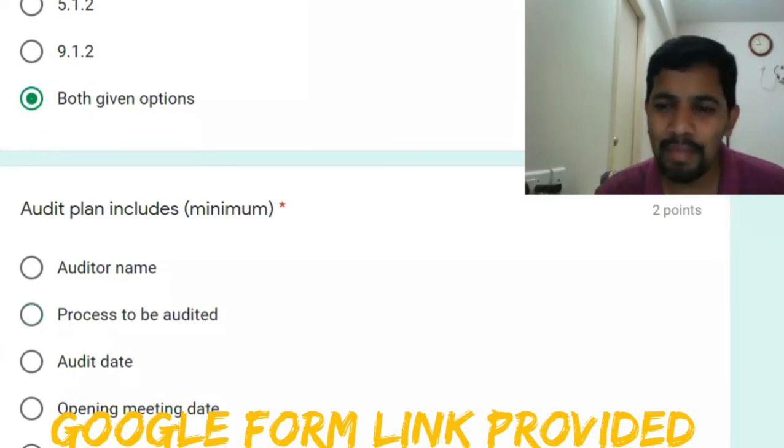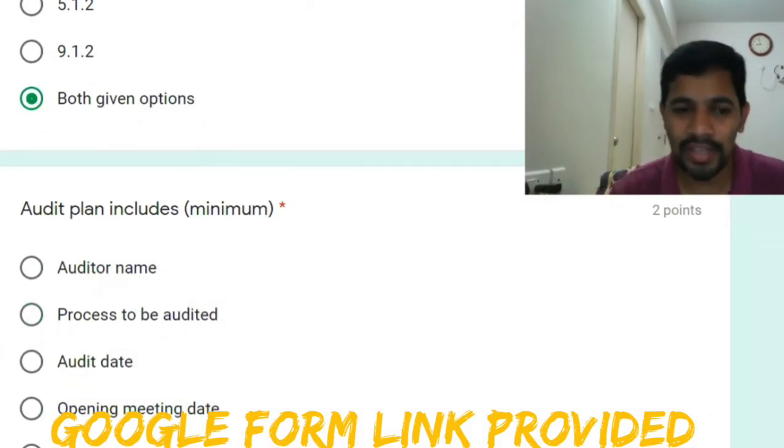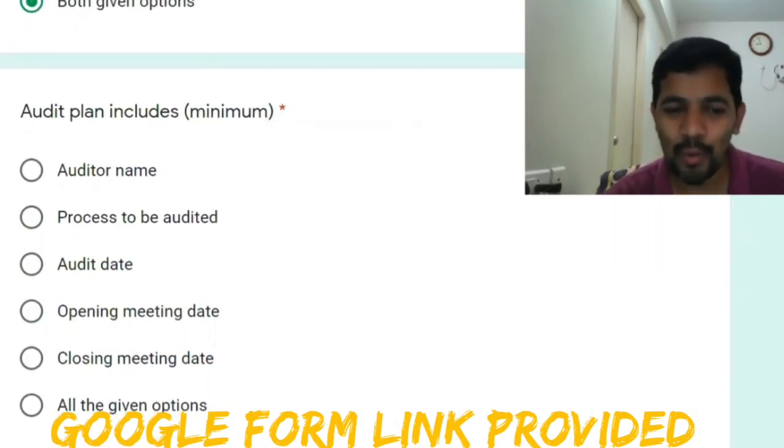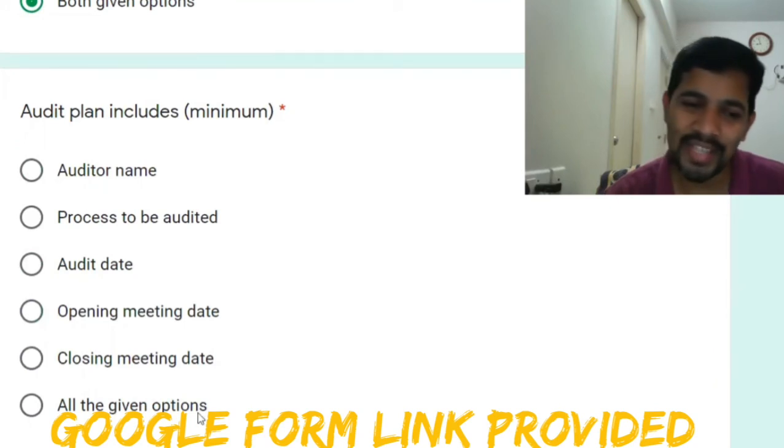Audit plan minimum. What should it contain? So auditor name, process to be audited, audit date, opening meeting, closing meeting, all the given options. So the answer is all the given options.